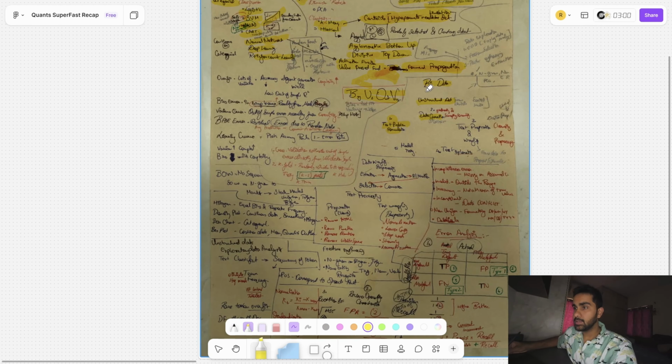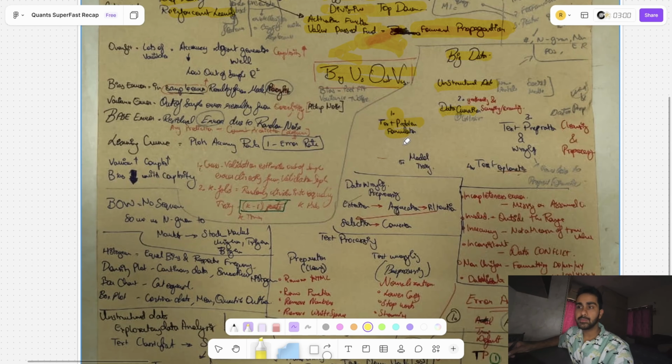Now at the last we come to the big data problems. So in big data, we start from text problem formulation, then we go to data curation, then text preparation and wrangling, then text exploration, and after that model training. In data wrangling and pre-processing, we start with extraction, then aggregation, then filtration, then selection, and then collection. You have to keep this in mind.